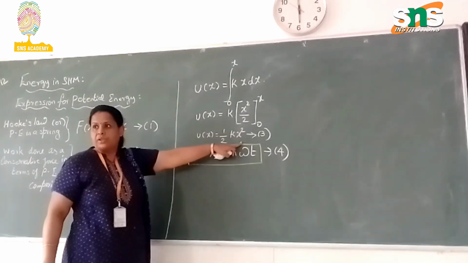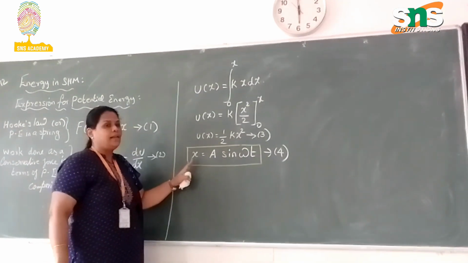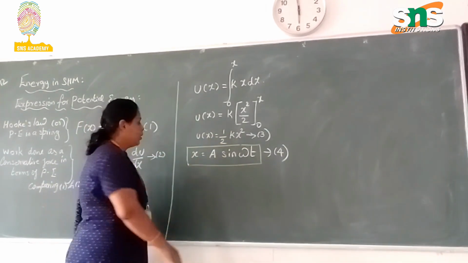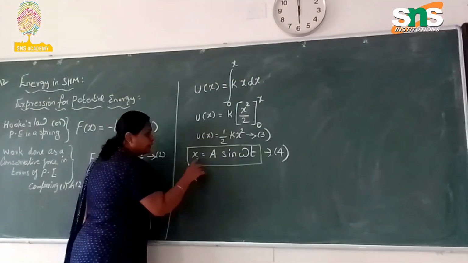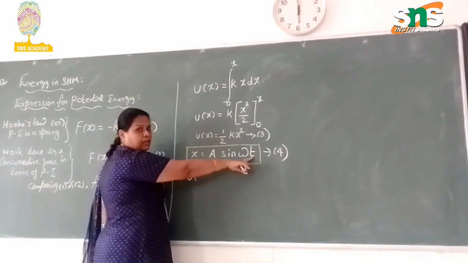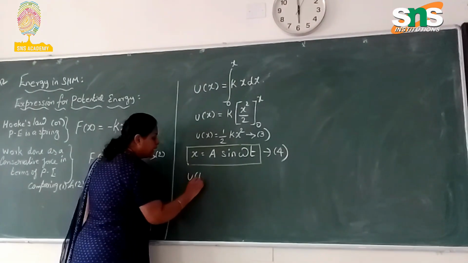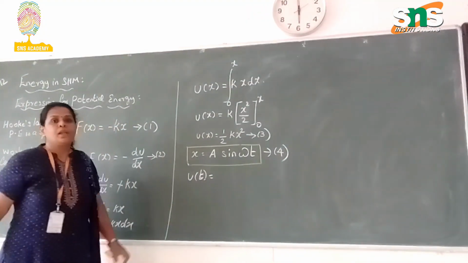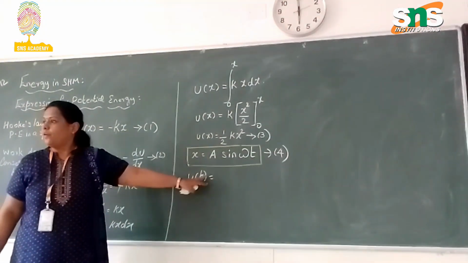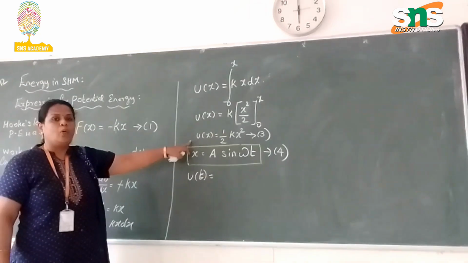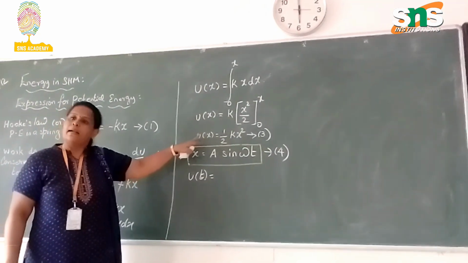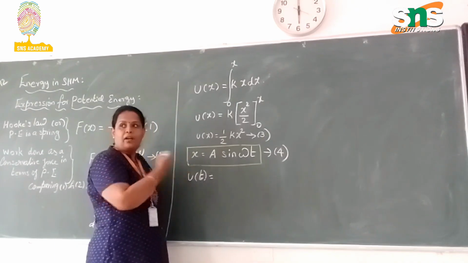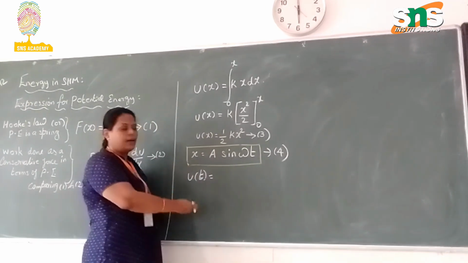The term present there in equation 3, I am substituting this equation here in equation 3. The term consists of time, am I right? So instead of x, I am going to write it as u of t. Now I am going to find u of t, potential energy in terms of time. Already we found potential energy in terms of displacement. If I substitute this equation, I can arrive at my potential energy in terms of time.